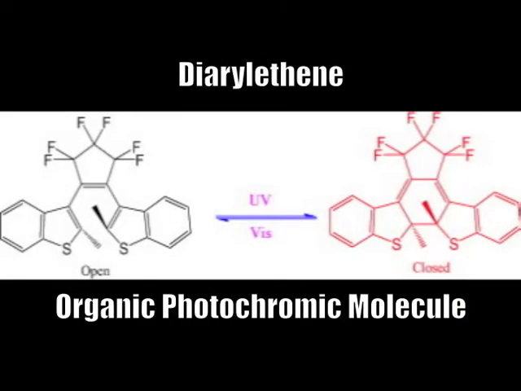The organic photochromic molecule used in POST is a diarylethene derivative named BTE. Diarylethenes are a well-known photochromic compound that are thermally stable and fatigue resistant. The transition between the two isomers is induced by the photoirradiation of UV or visible wavelengths.